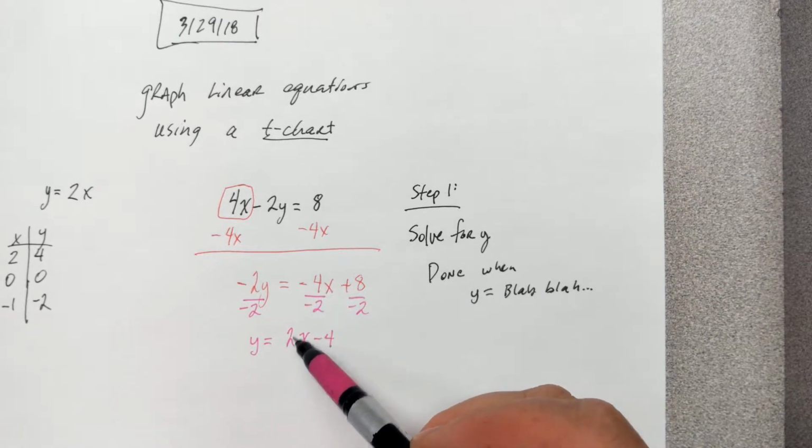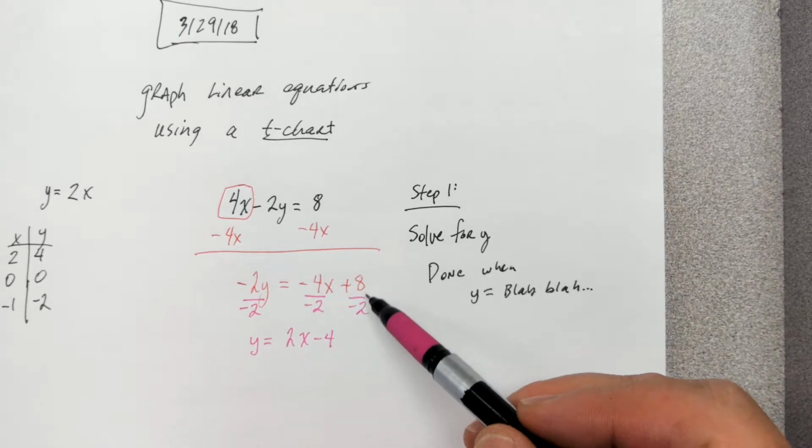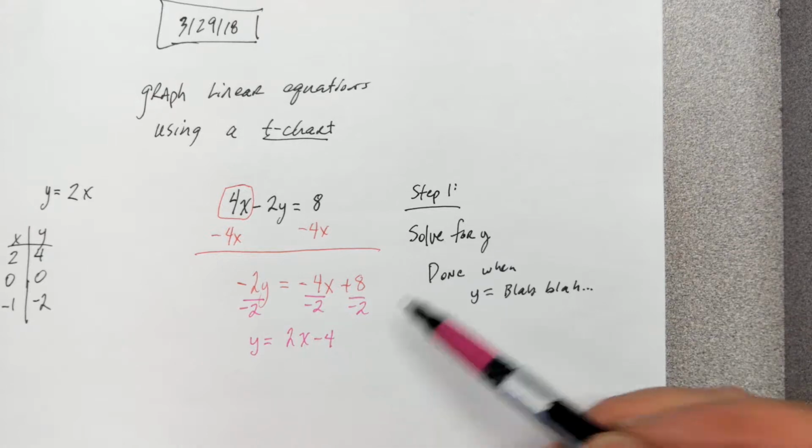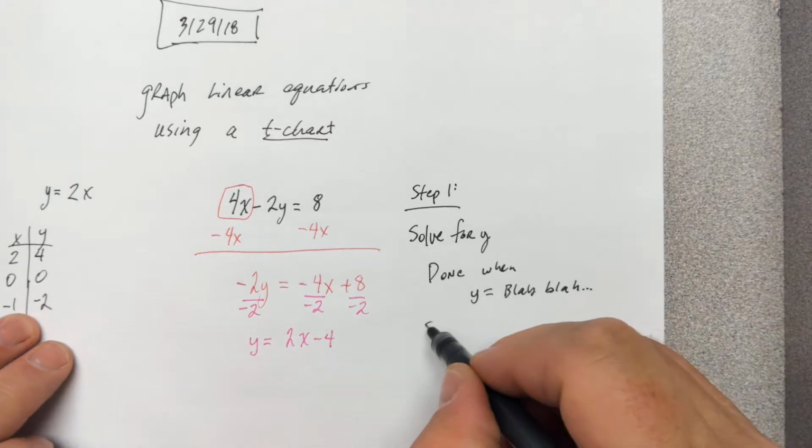4 divided by 2 is 2, and a negative divided by a negative is positive. That part's good. That's 4, and it's negative. That's good. Yeah, so we're good. So that's step 1 right there. Now, here's what we're going to do. Step 2, we're going to make a T-chart.